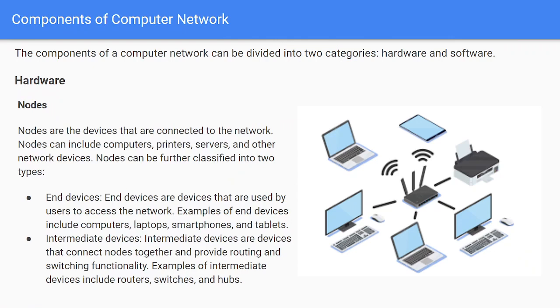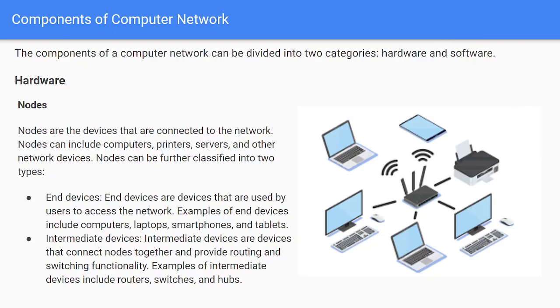So let's go next. We are talking about the components of computer networks. A computer network can be categorized into two: we have the hardware and the software. Right, so let's go to nodes. Nodes are devices that are connected to the network, such as the computer, the printer, the servers, etc. So what exactly is a node?